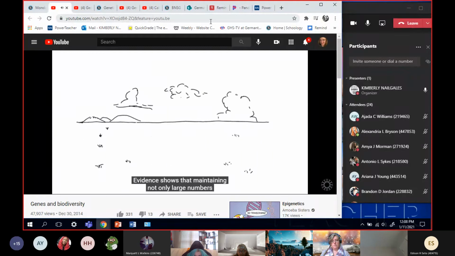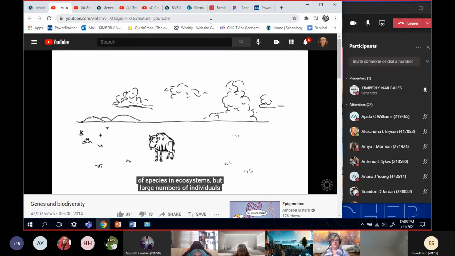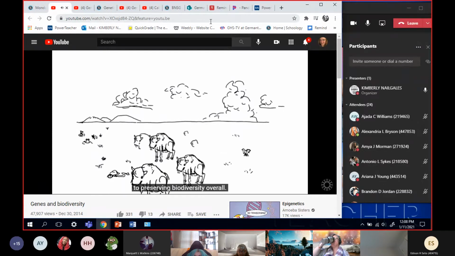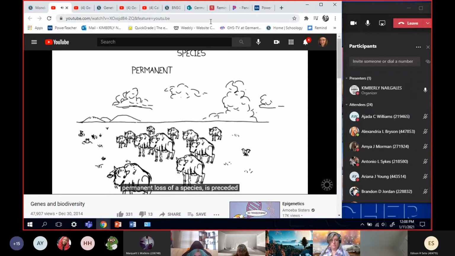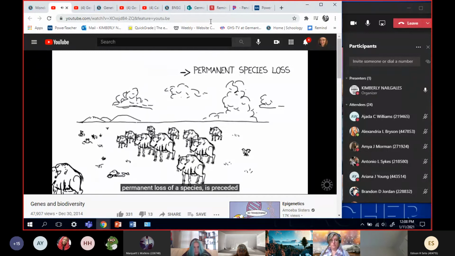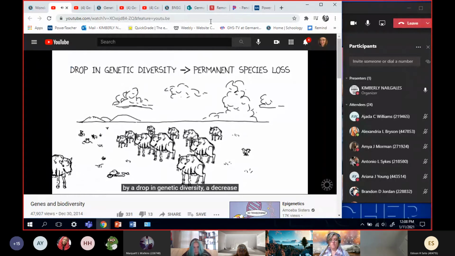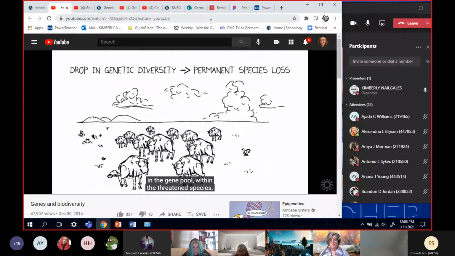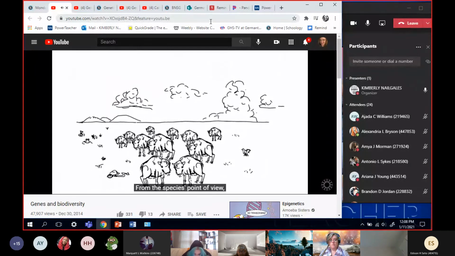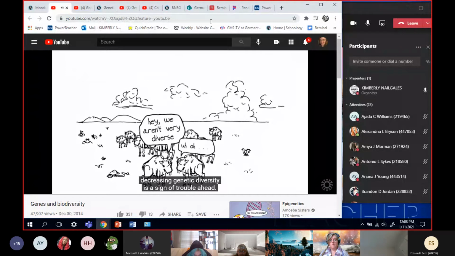Evidence shows that maintaining not only large numbers of species in ecosystems, but large numbers of individuals within populations of those species is important to preserving biodiversity overall. Lots of different studies have shown that extinction, permanent loss of a species, is preceded by a drop in genetic diversity, a decrease in the gene pool within the threatened species. From the species point of view, decreasing genetic diversity is a sign of trouble ahead.